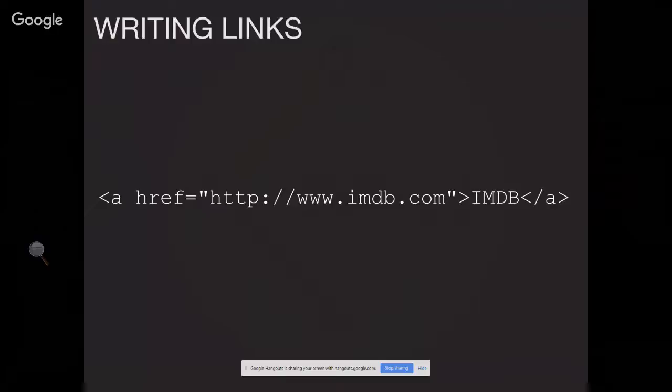And how do we specify where we want to go with the link? We use the href attribute, and that's where we specify where to go. So in this case, if I click on this link, it's going to take me to the IMDb website. So this is the actual link, and then the text, the inner HTML between the opening and the closing tags, is going to show what is displayed to the user. So that's what the user on the page is going to see.